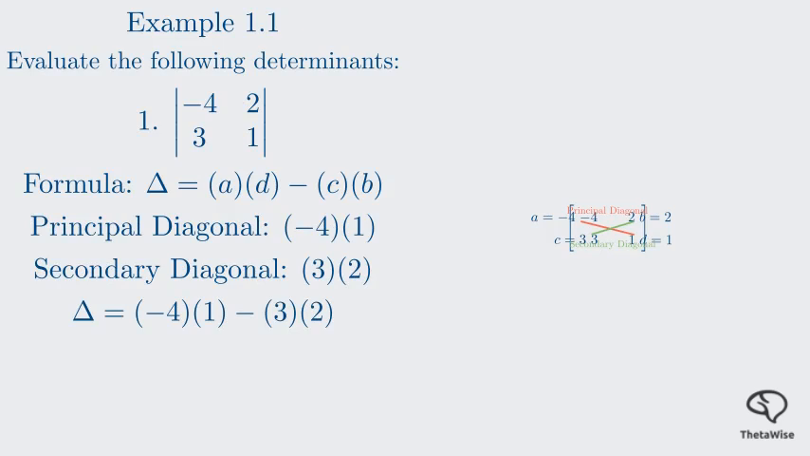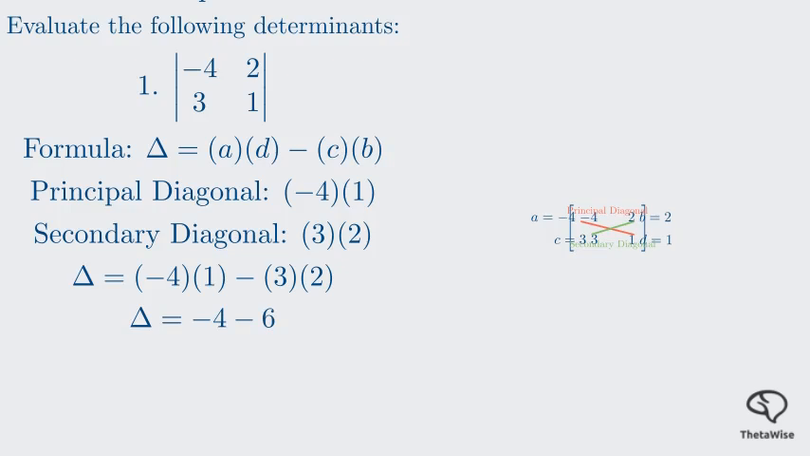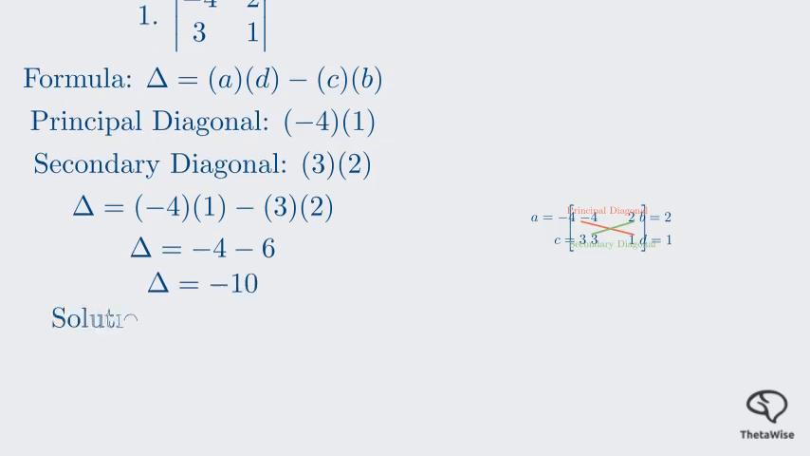-4 times 1 is -4, and 3 times 2 is 6. This gives us -4 minus 6. Finally, we perform the subtraction. -4 minus 6 equals -10. Our final answer for this determinant is -10. The solution provided in the notes matches our result, which is excellent.